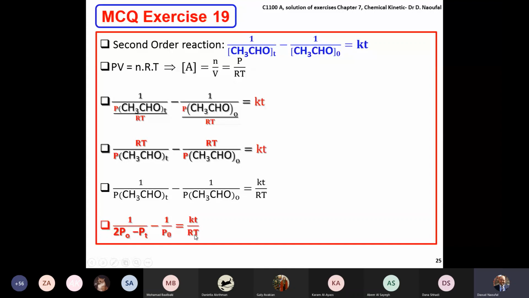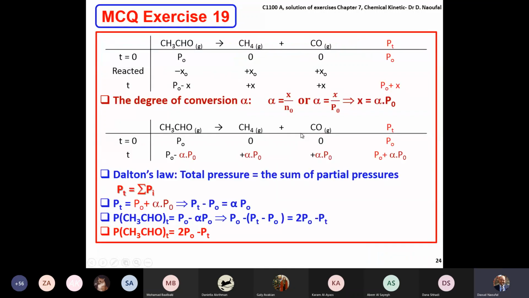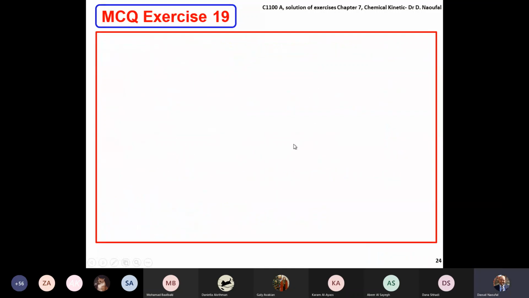So the relation of a second order reaction given in this exercise is transformed from concentration to pressures as a function of the initial pressure and the total pressure. The form is 1 over (2P0 minus Pt) minus 1 over P0 equals KT divided by RT. So the correct answer is A. The correct answer is A.